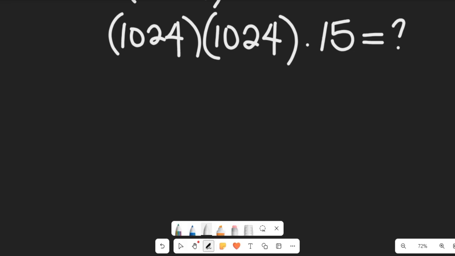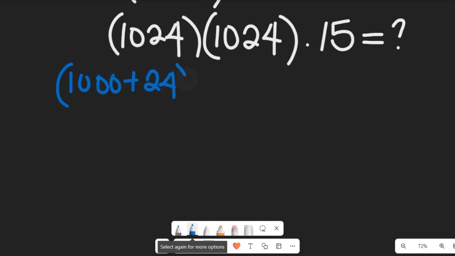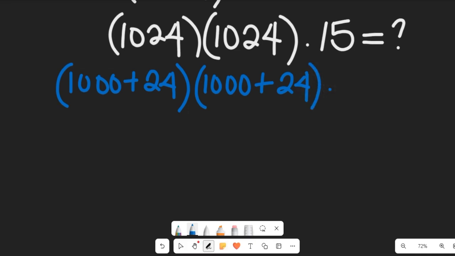So I can make this to become 1000 plus 24. Remember, I don't have to use a calculator. And this will give me 1000 plus 24. That will make my job easier. Multiplying by 15, and this will give me what?